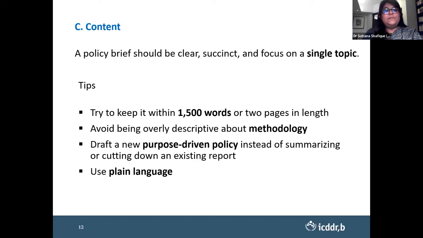And while we are drafting the content, we have to draft a new purpose-driven policy brief instead of summarizing or cutting down an existing report. Of course, for every study, when we finish, we have a report, but we need to tease out, as I mentioned earlier, which of the results we'd like to convey, which message we'd like to convey to what audience, and accordingly we need to draft this purpose-driven policy brief. And we also need to use plain language all throughout, from the very beginning to the end.